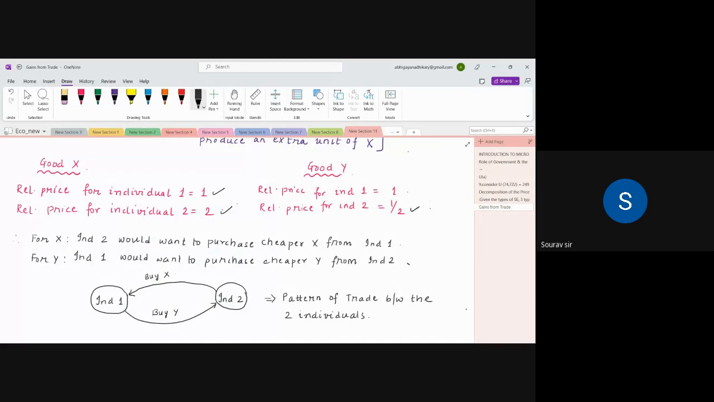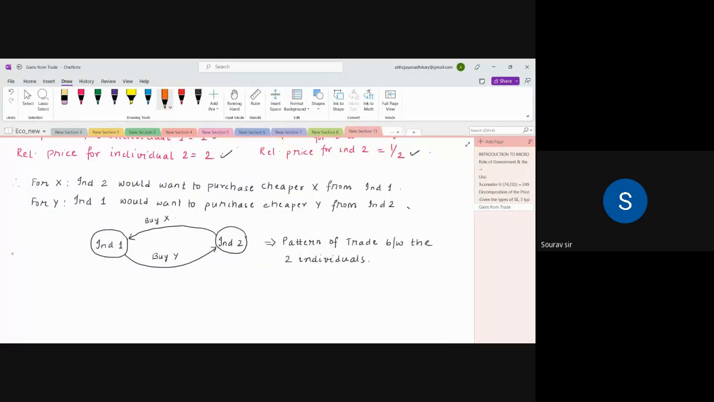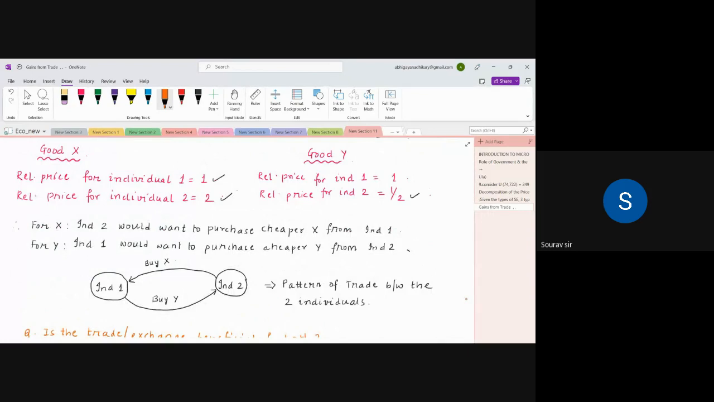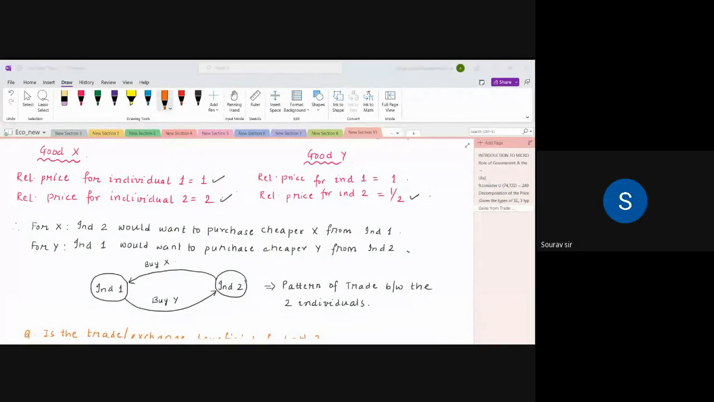Correct. Now the question, the most important question, is this trade, or you might even say exchange, beneficial for both? What do you think? Any guess? What is happening over here? Yes, sir, I think so. It is beneficial for both. Okay, all right.